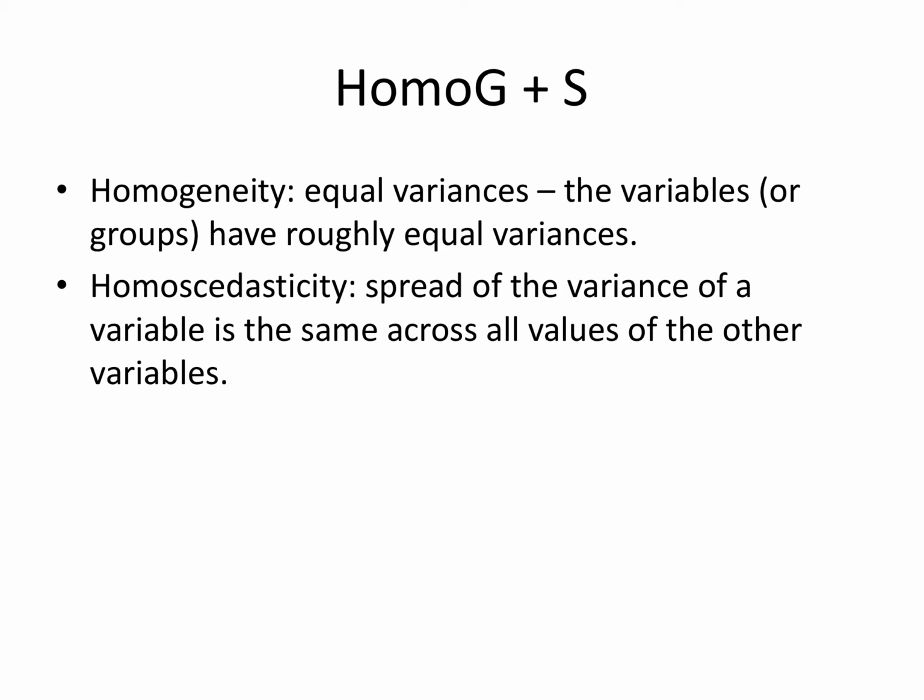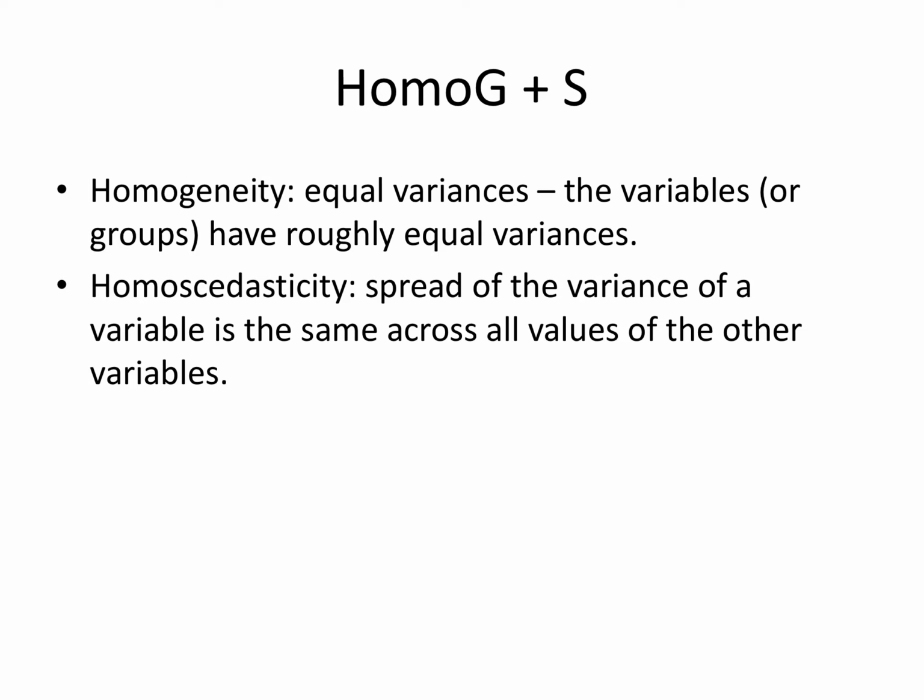Now, for the homogeneity and homoscedasticity, let's talk about what those mean first. So homogeneity stands for equal variances, so homo for equal, geneity for variance. So our variables or our groups have roughly equal variances, so it's not like one group's variance is 10 and another one's is 100. That would be bad.